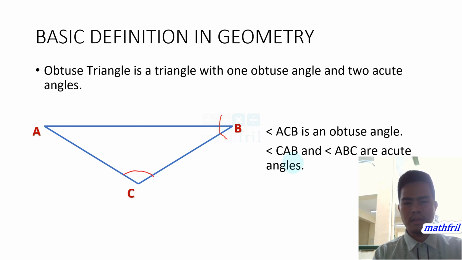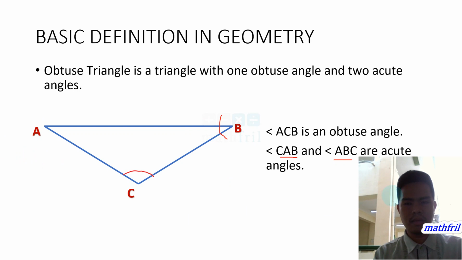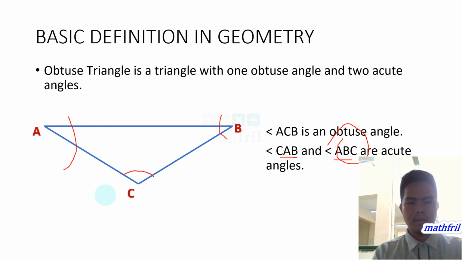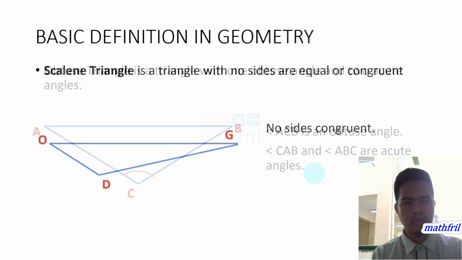So this is ACB, the obtuse angle, and the other one is ABC, or you can go backward. And another one is CAB. CAB is an acute angle because its measurement is less than 90 but greater than 0 degrees.